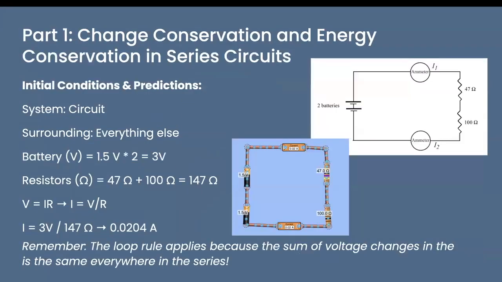Let's start by exploring charge and energy conservation in series circuits. We're given this diagram and told to predict the currents that would be measured by two different ammeters. We have the initial conditions of 3V and 147 ohms, which is the total resistance. We have to consider that the current is the same everywhere in the circuit by the loop rule. By using Ohm's law, we find that the current is 0.0204 amperes, and this also matches our online simulation.